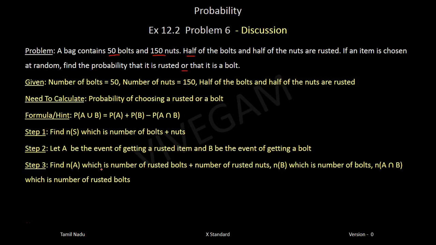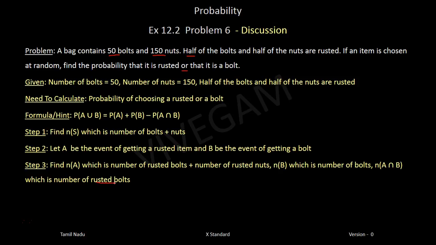Find N of A, which is the number of rusted bolts plus number of rusted nuts. They say it's rusted, so they didn't say it's rusted bolt or rusted nut. So it's both put together. Rusted item means it can be a rusted bolt or a rusted nut. And N of B, which is the number of bolts, and N of A intersection B: this is the rusted item and the other one is bolt. So A intersection B will be rusted bolts.